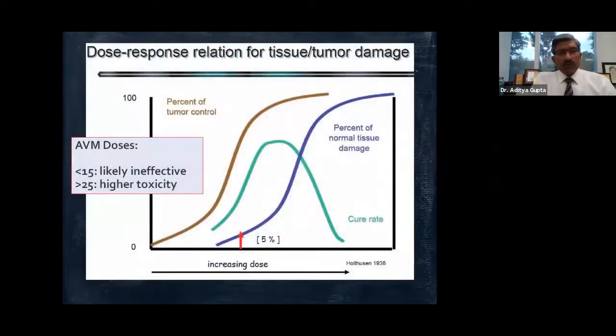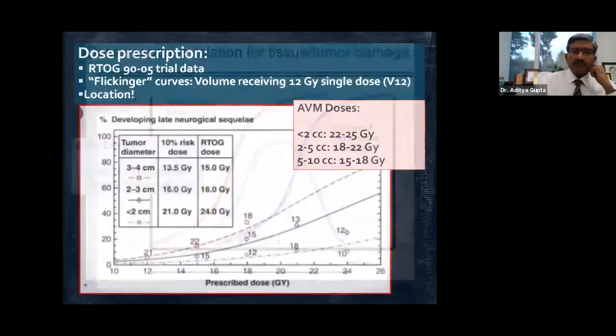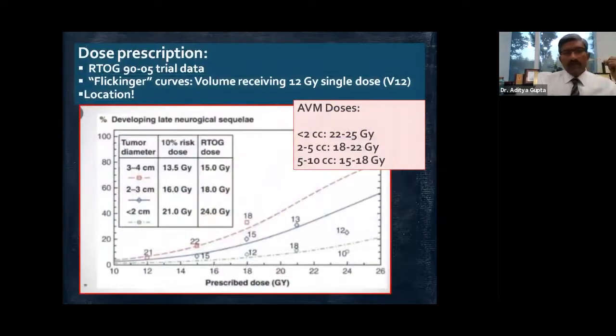Now, a little bit about the AVM dose. It's pretty clear that we do not need to use more than 25 grays at the margin because it would just lead to higher toxicity. And at the same time, anything less than 15 grays would be quite ineffective. Now, there is a lot of data available in a particular patient how to zero down on a particular dose. So there is this RTOG dose data, which is familiar to all of us. And of course, by using other dose calculation, the 10% risk of radionecrosis can be calculated using certain other equations.